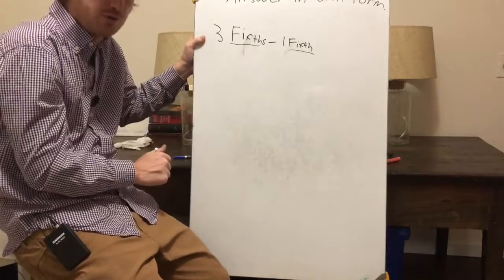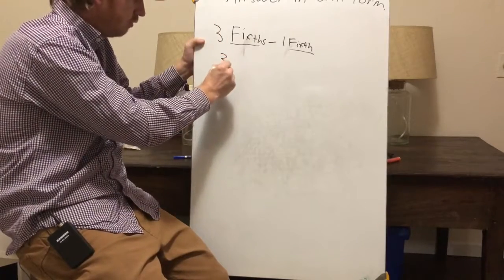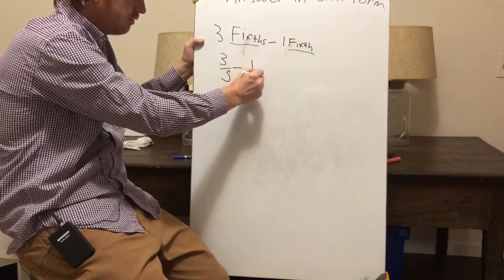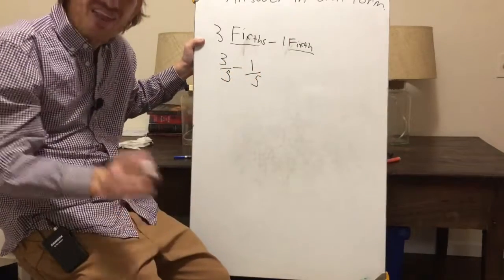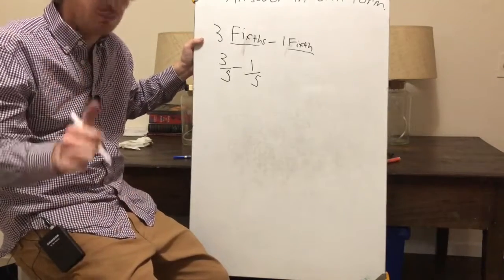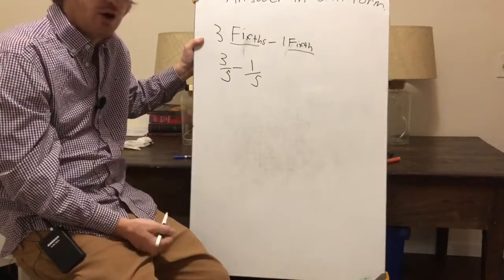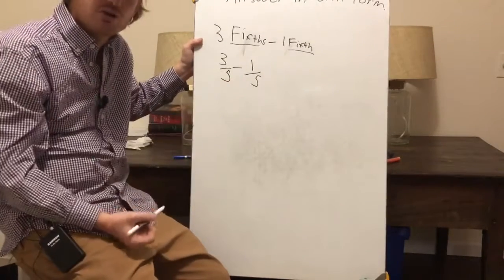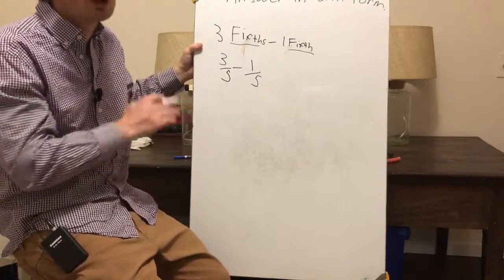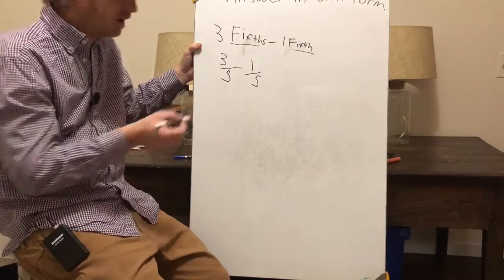1 fifth is 1/5, and we have 3 of them. So we have 3/5 minus 1/5. And then I'm going to use the number bond way. You don't have to. You can use a number line, you can use the area model, you can use a number bond, or if you want to do your standard subtraction, you can use that too if you feel super comfortable with fractions. But for me, I'm going to use a number bond.